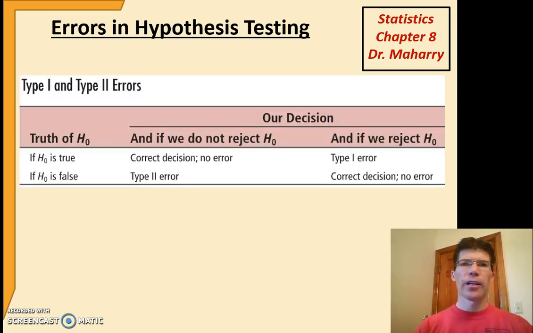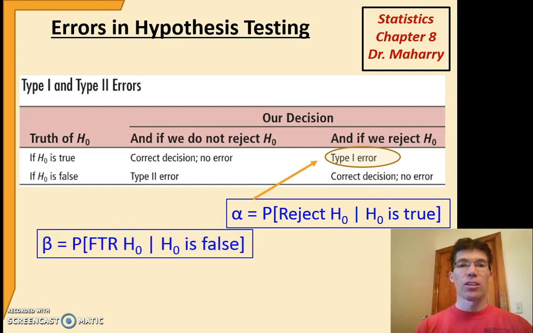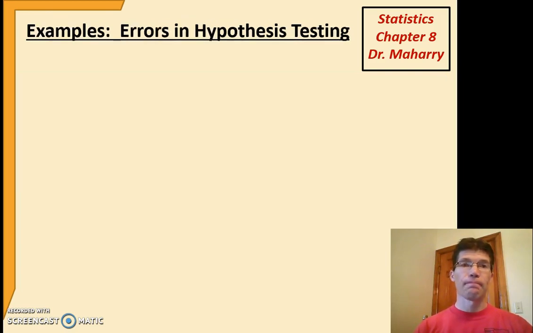So here's a table illustrating the idea of the two types of errors. Type 1 error, alpha, is our type 1 error rate. This is when we reject H0 when we shouldn't have. So this would be a type 1 error. Beta is our type 2 error. So this is where H0 was false, but we failed to reject it. Hence a type 2 error.